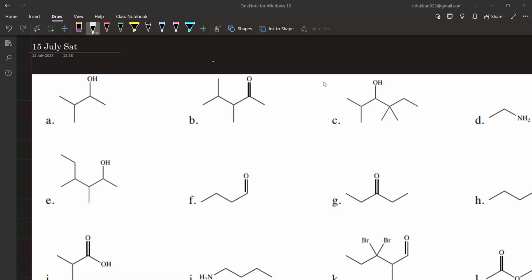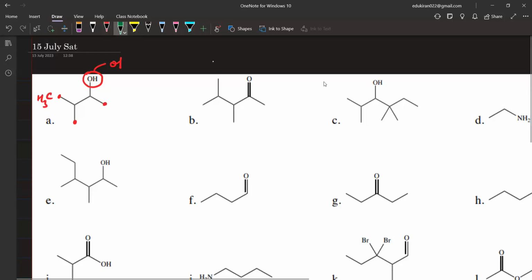Yes, sir. The question was to identify the functional group and the number of carbons and hydrogens in each of these structures. So in the first structure, we have a functional group that is OH. So this will be alcohol. And then we have the carbon atoms. The red carbon atoms are going to be CH3.